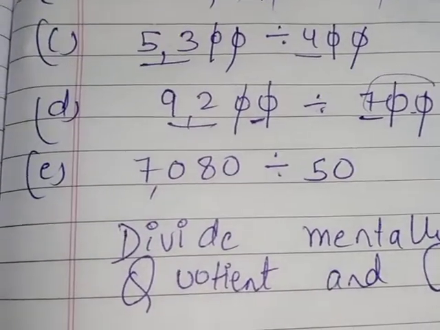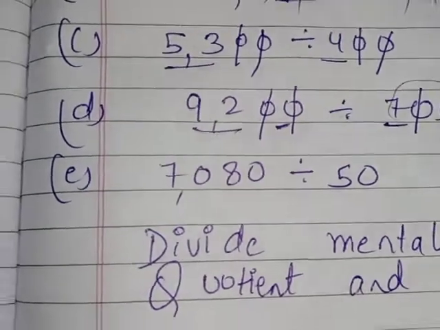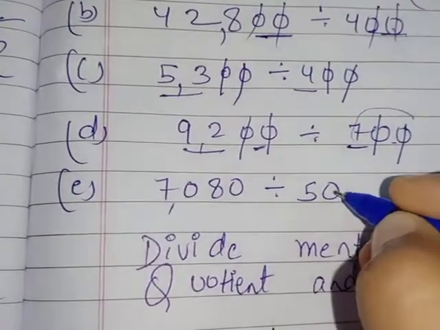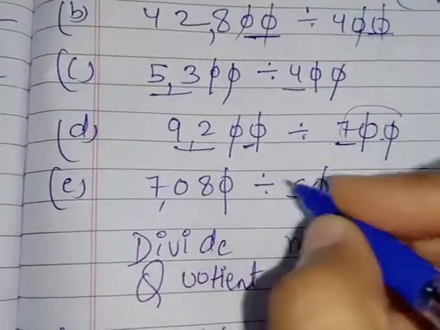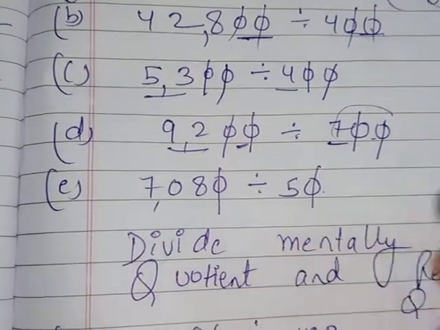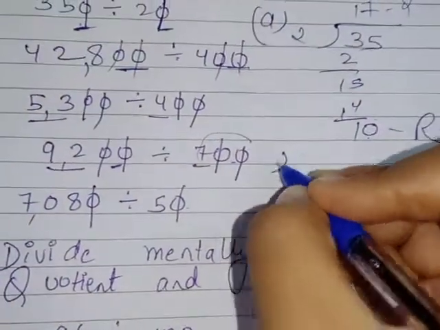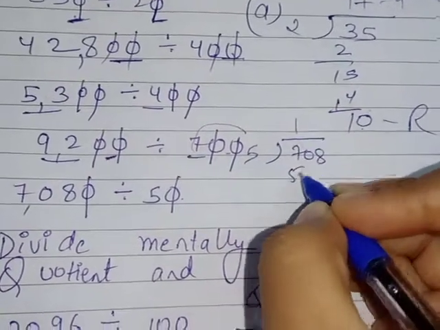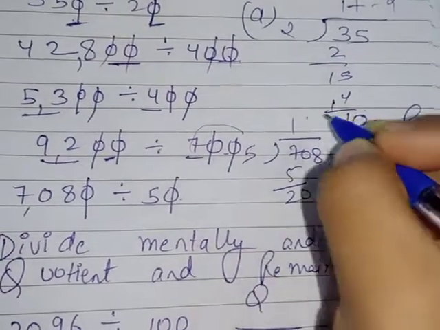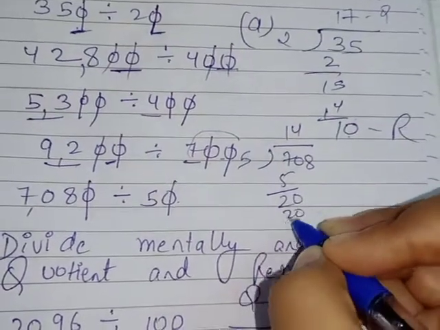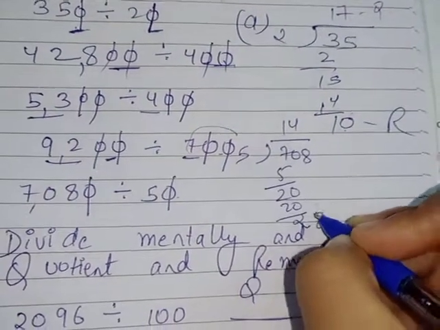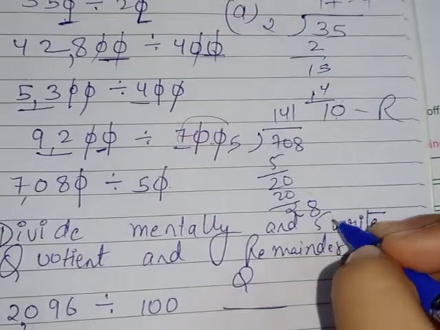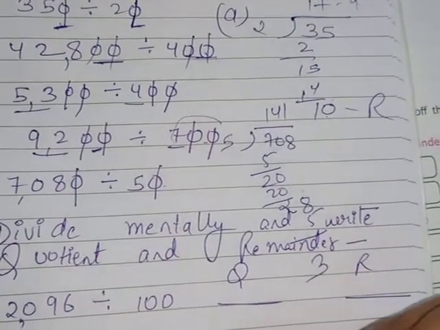7080, that is 7080 divided by 50. The 1's place 0 will be divided with the 1's place 0. We have only 1 zero, you can notice here. So we'll divide 708 by 5. 5 ones are 5. 2 is left, 0. 5 fours are 20. Cross, 8 is left. 5 ones are 5. So 3 is left. Okay.